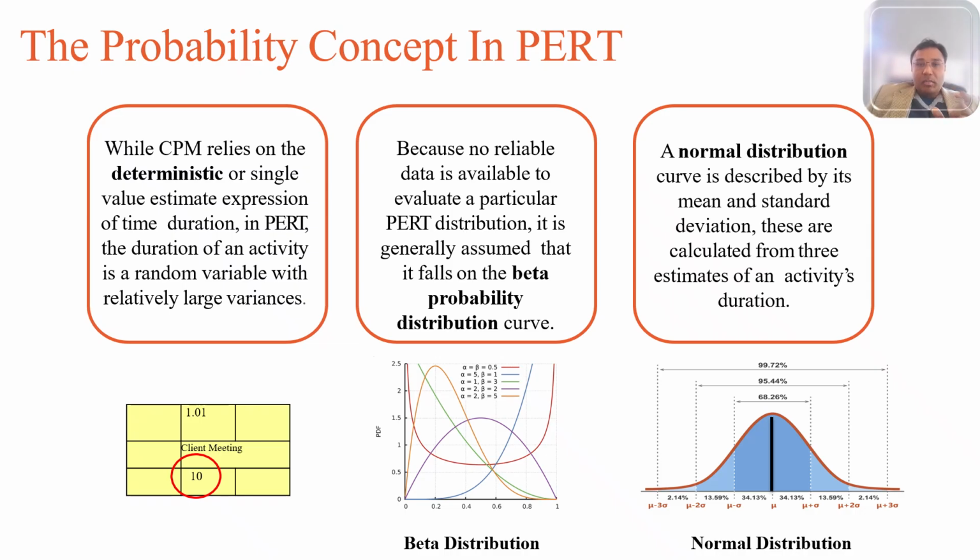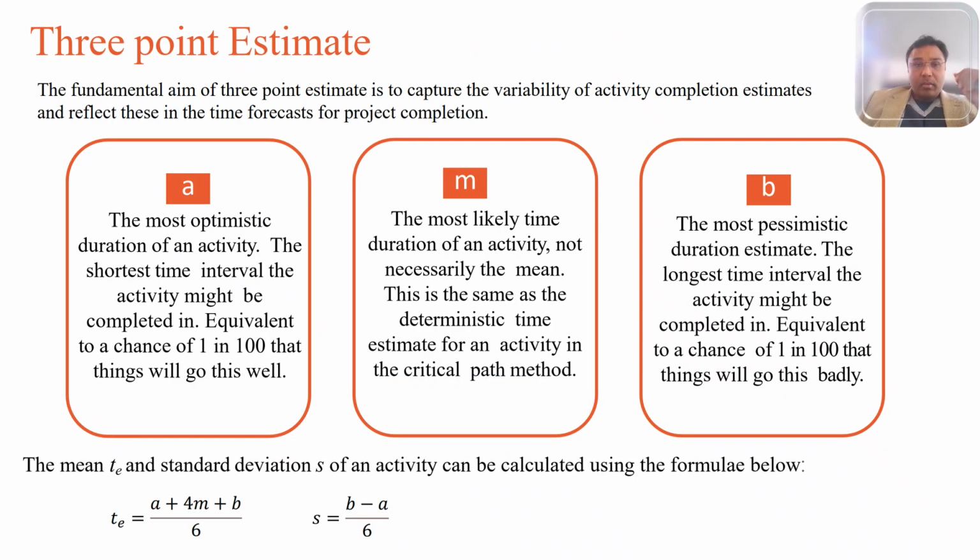If the pessimistic and optimistic estimates are very far apart, the standard deviation will be large and the project risk is high. That's how you use standard deviation to determine whether the project is high risk or low risk. Now let's look at the 3 point estimate. The 3 point estimate is the heart of PERT.